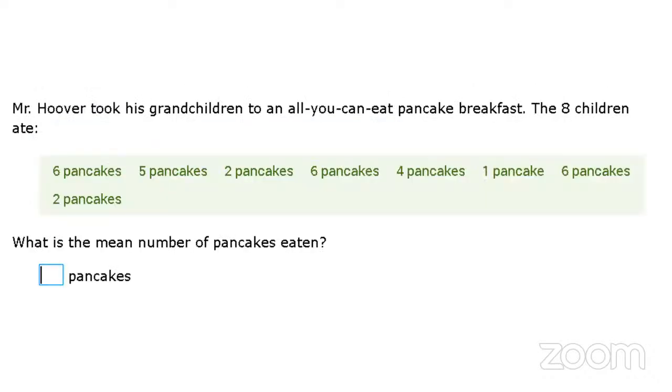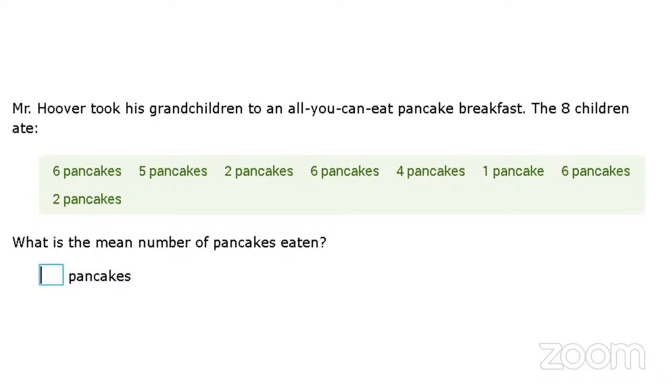All right, let's look at this one. Mr. Hoover took his children to an all-you-can-eat pancake breakfast. That sounds like fun. If you like pancakes, you must like this kind of breakfast. The 8 children ate: one ate 6 pancakes, one ate 5 pancakes, one 2 pancakes, one 6 pancakes again, 4 pancakes, 1 pancake, 6 pancakes, and 2 pancakes. What is the mean number of pancakes eaten?